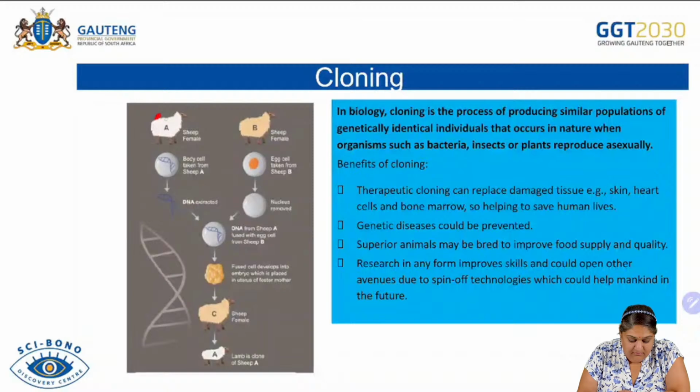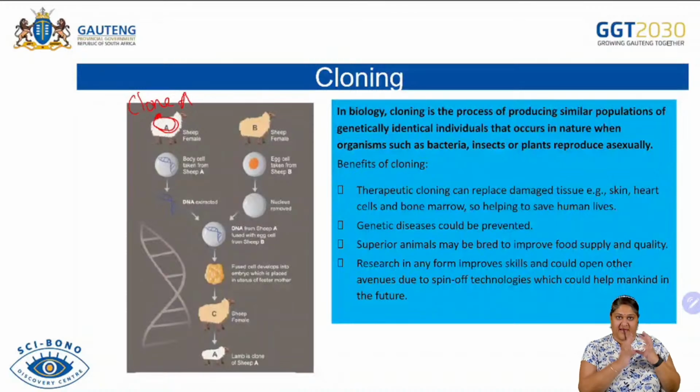This sheep A is now giving its body cell, and they take the DNA out of that body cell. So basically they want to clone. In this diagram, we want to clone sheep A. So we take a body cell from sheep A, and they take out the DNA from sheep A. Now the DNA is extracted, and we go to sheep B.